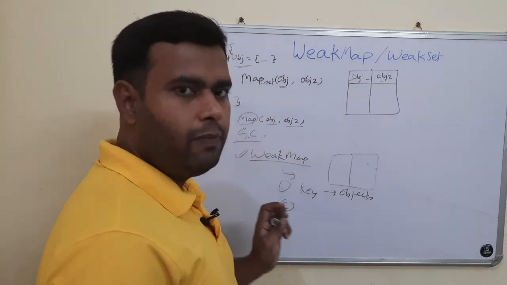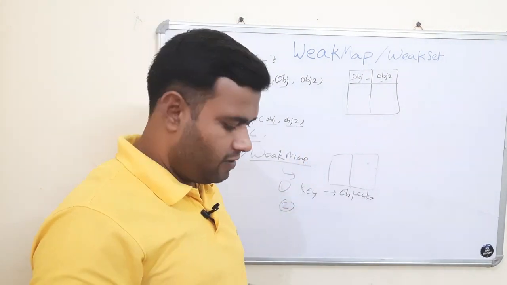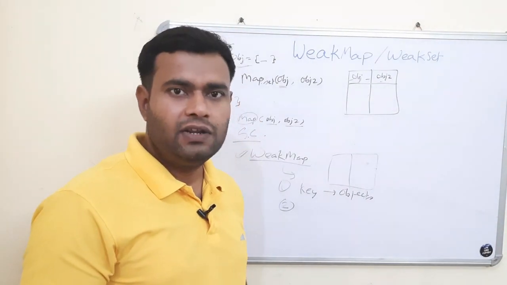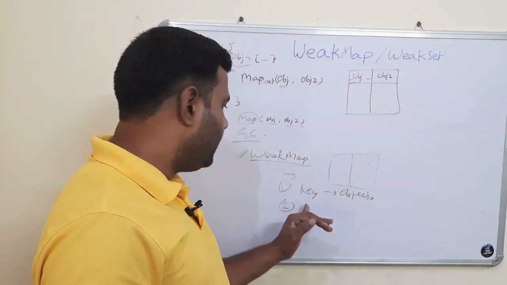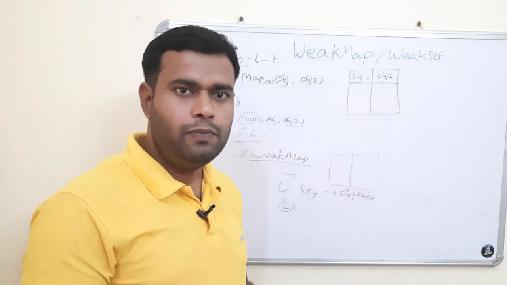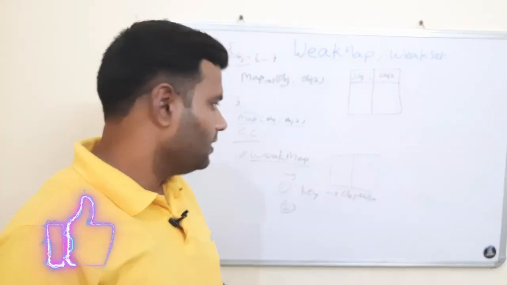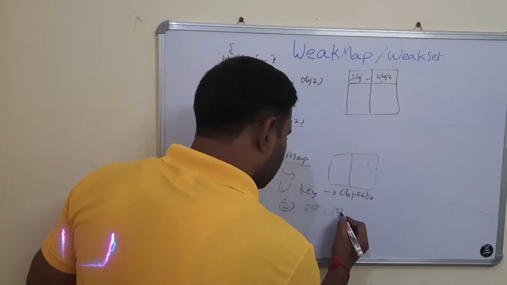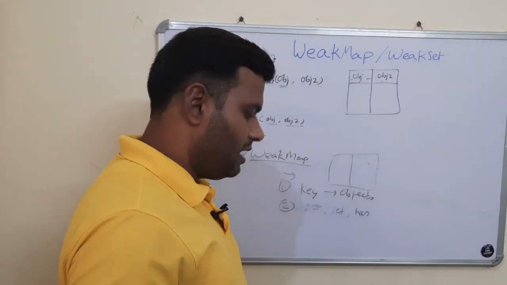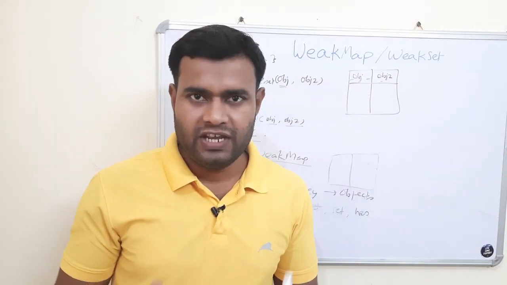The other limitation is that WeakMap doesn't have all the functions which a map has. For example, map has get, set, has, and entries, right? But WeakMap has limited methods. You can set an element, you can get the element, and you can check if it exists using the has function. Get, set, and has. Okay. So I hope you got the idea of WeakMap.